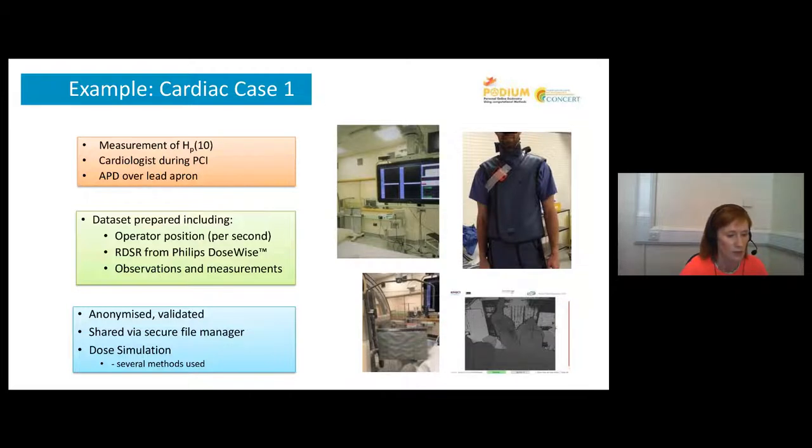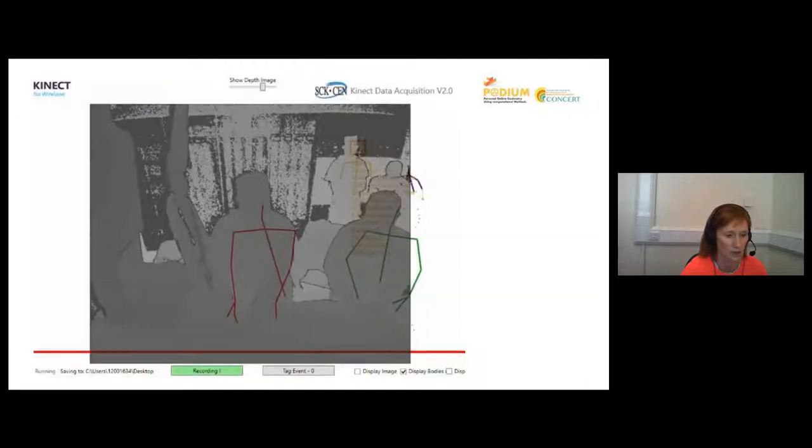After the case was completed, we would prepare a data set for the simulation team. We would have a series of files with the operator's position per second from the cameras, all of the clocks were synchronized, as Maria Moore said. Then we'd have the dose report from the Philips DoseWise system, and a series of our observations from being in the room. We anonymized the dose reports, cleaned and validated the files, and shared them via a secure file manager with the simulation team, and they ran the simulation using various codes.